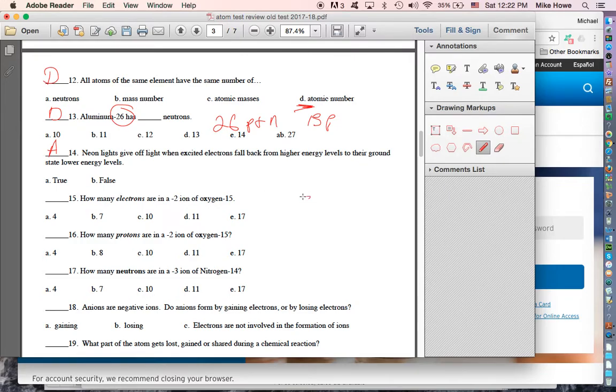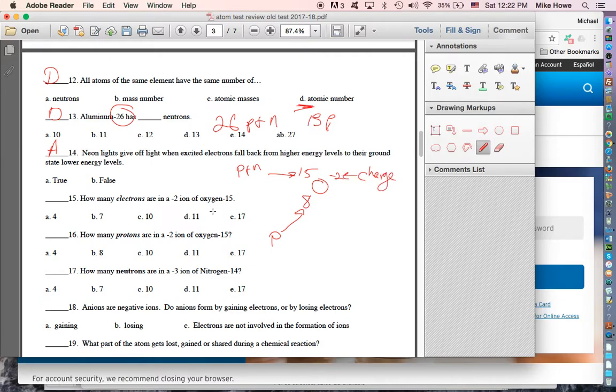All right, now here we're looking at oxygen 15. So I'm going to put an 8 here because that's the number of protons, and 15 is the mass. We'll use this notation. It's a -2 ion too, so we'll put a -2 there. So this number tells us the number of protons, this number tells us the protons and the neutrons, and this tells us the charge.